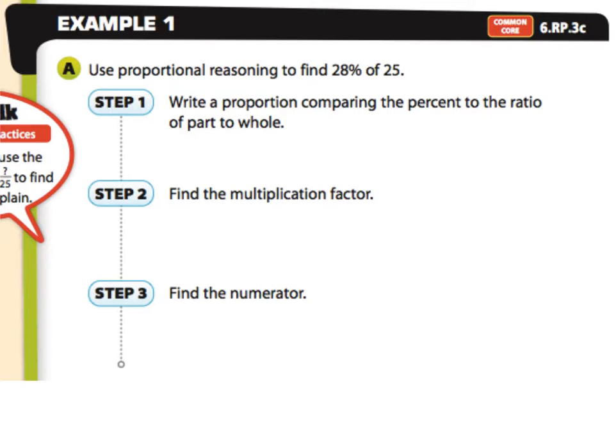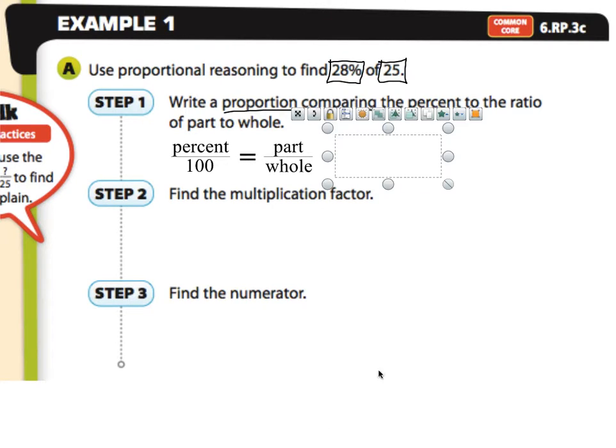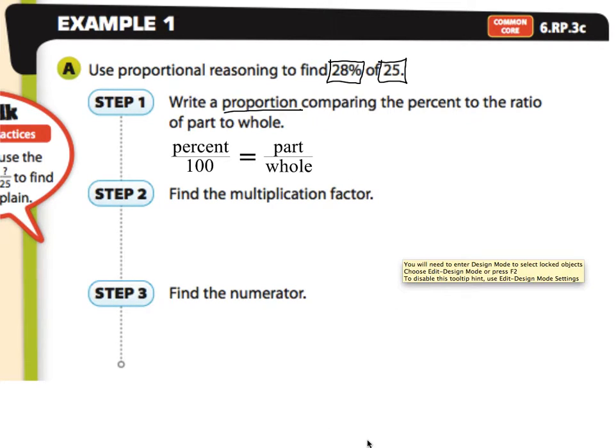Okay, so plain and simple here, we want to know what is 28% of 25. And it tells me that I want to use a proportion. Okay, so every single time I write a proportion, when it comes to percentages, it's always going to be my percent over 100 set equal to the part over the whole.